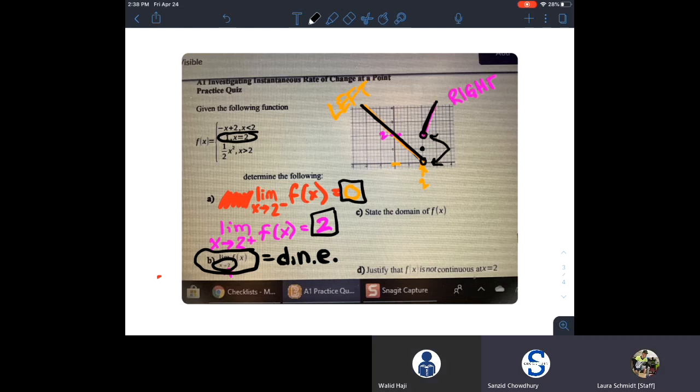All right, so this dot right here doesn't really matter. They don't really have any significance on limits. They're just a point on the graph.